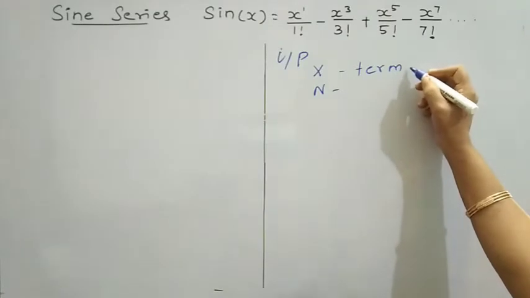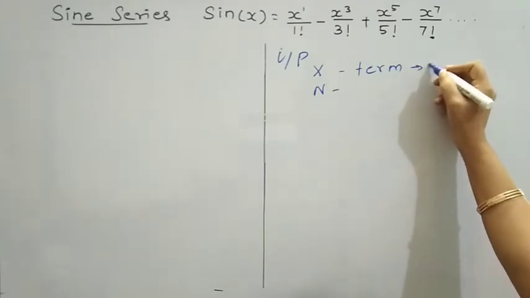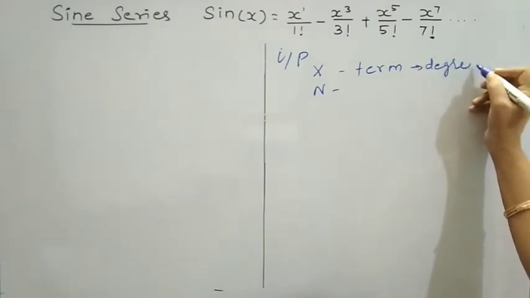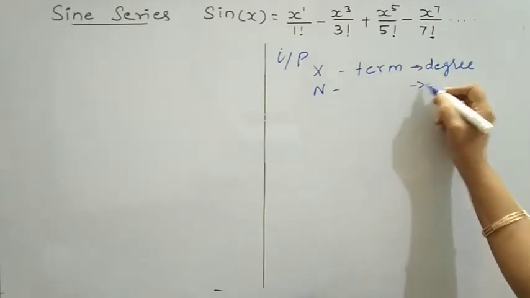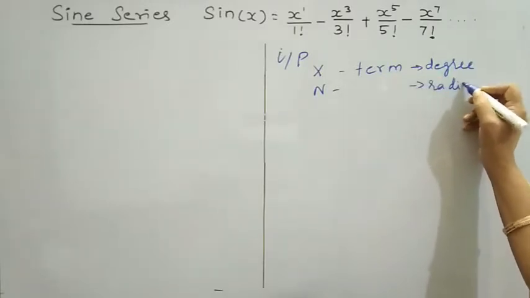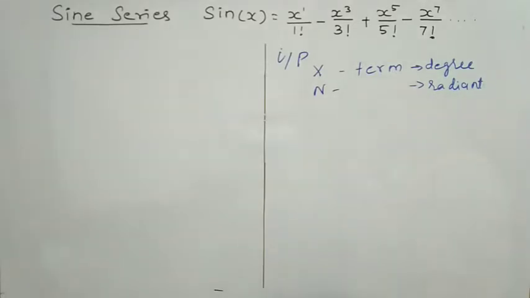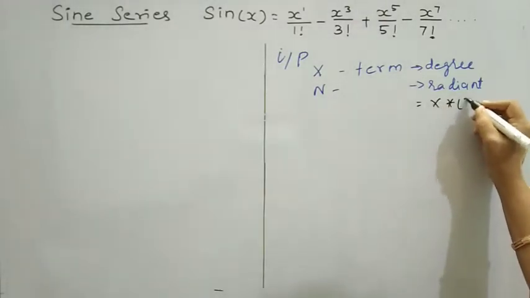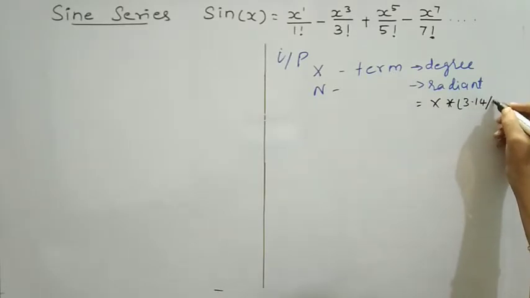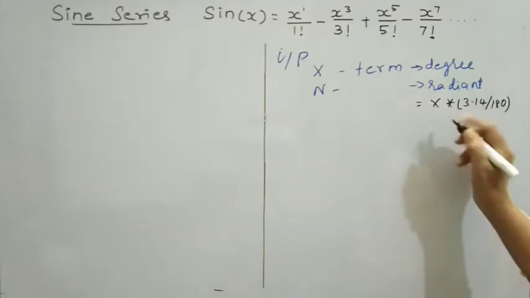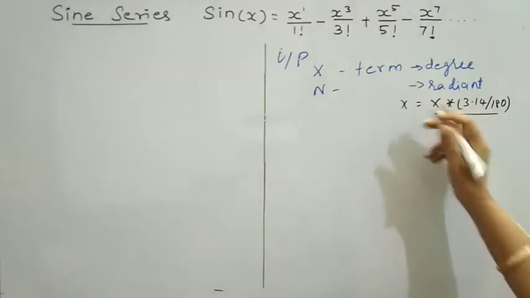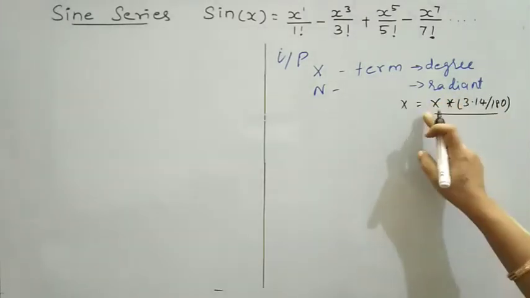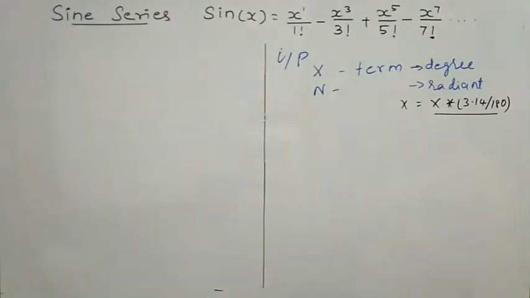x is the term whose sine series we are going to compute. The value of x is given in terms of degrees. We need to convert this into its corresponding radian value. To convert this into its corresponding radian value, I use an expression that is x into 3.14 divided by 180. If x is given in terms of degrees, it will be converted into its corresponding radian value.